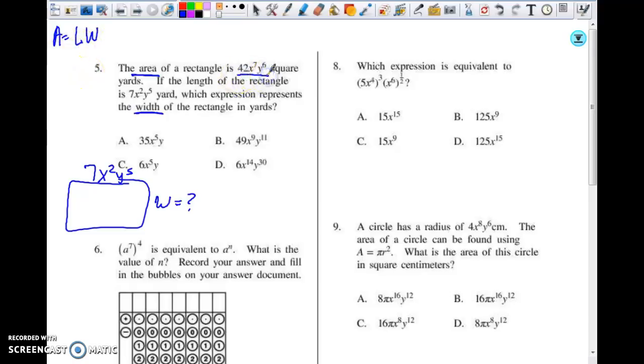However, we do know the area. Okay, so area was 42x to the 7, y to the 6th, right? And it equaled my length, 7x squared, y to the 5th. However, it's the width that we're missing. So how do we find that missing piece? When these two are being multiplied on this side, right? What we do between these two is we should divide. So I should have 42x to the 7, y to the 6, divided by 7x squared, y to the 5th.